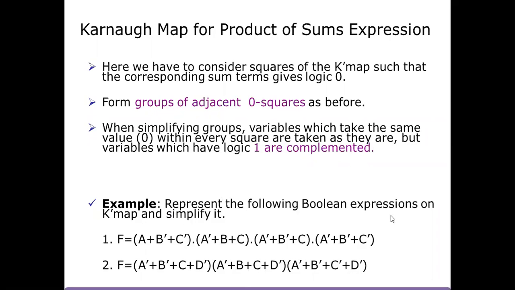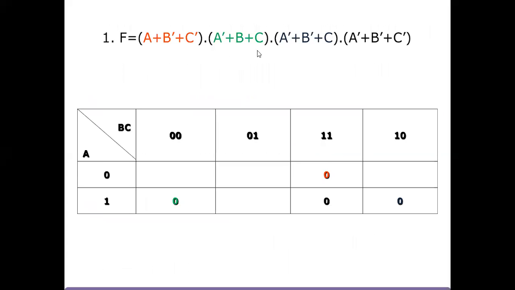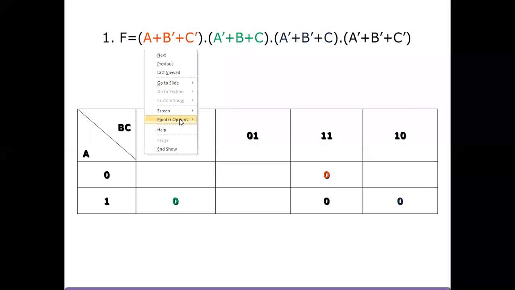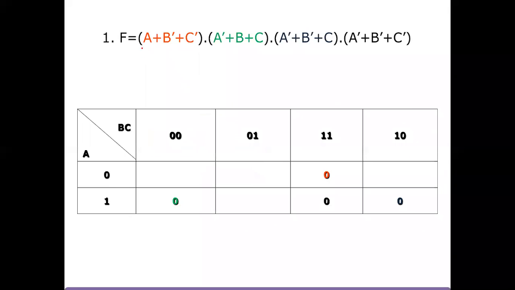You have to represent the following Boolean expression on a K-map and simplify it. So this is the first expression. Not as before, now we are putting zeros. Previously we put ones, and all the things are opposite now. Now we have A. Previously we put 1, now we put 0.